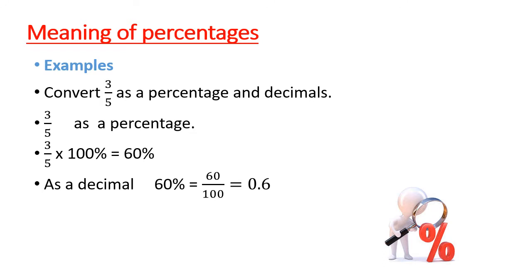Then we want to write it as a decimal also. It's better, after the percentage, to write it as a fraction, 60/100. The answer is 0.6 in decimal.